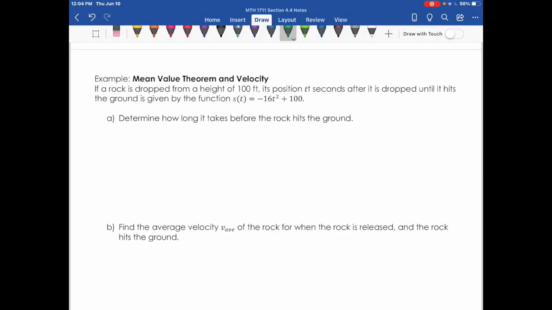So one application that we can use the mean value theorem for is for finding velocity at an instant when you know the average velocity.